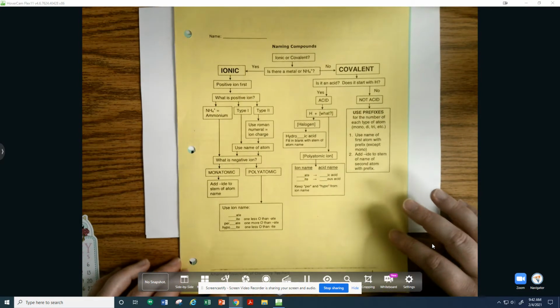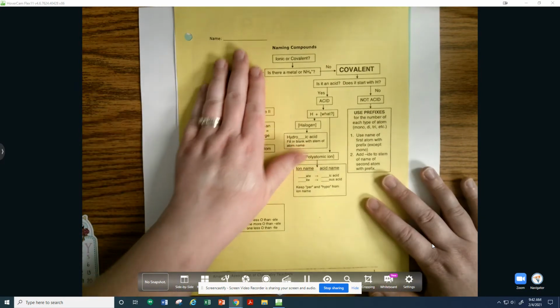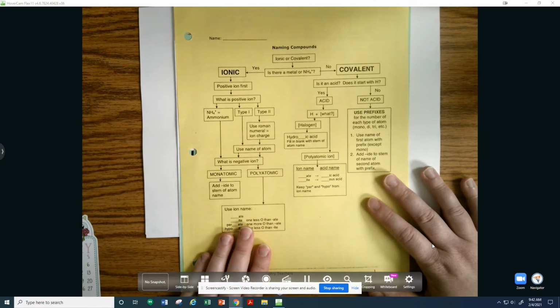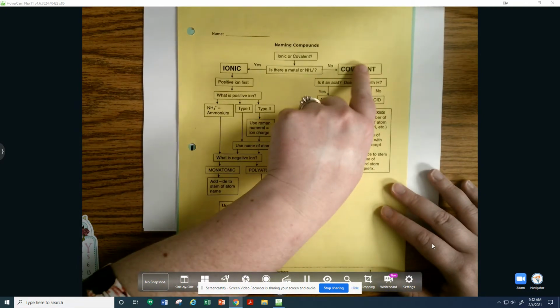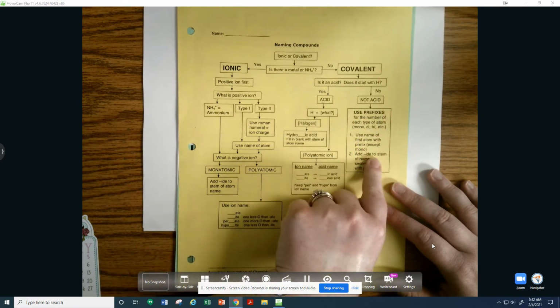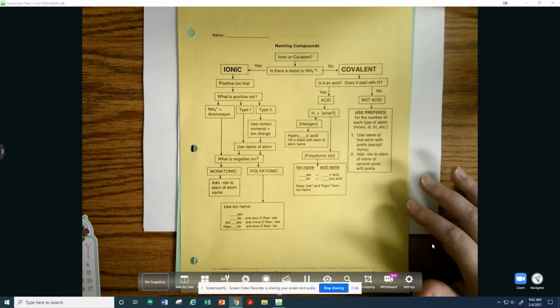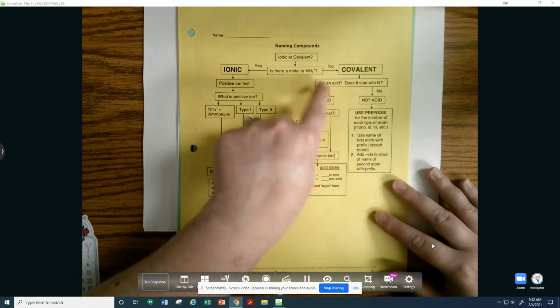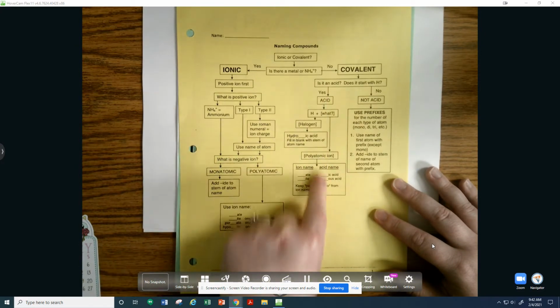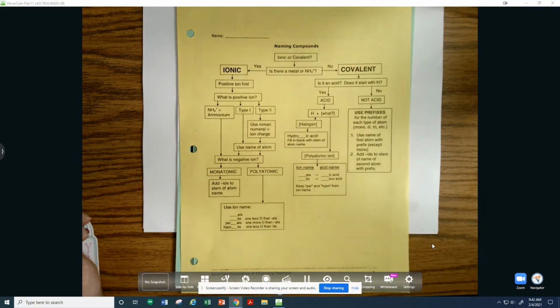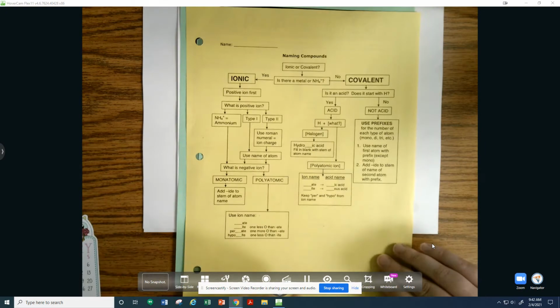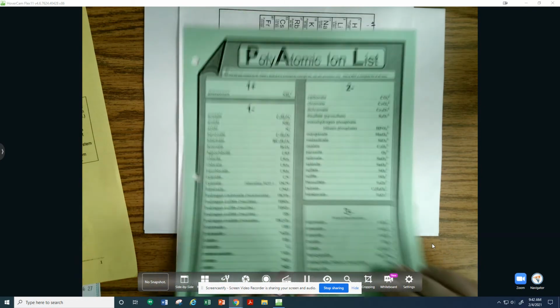Looking at this roadmap, we've done everything on the right-hand side. That was topics 6.1 through 6.4. We then worked through 6.5, which is the prefix system, where we have two nonmetals, so we do the mono, di, tri naming style. Where we're at is this last component of the roadmap, and that is how to name something that is an acid. For today's lesson, you definitely need your polyatomic list and your periodic table.